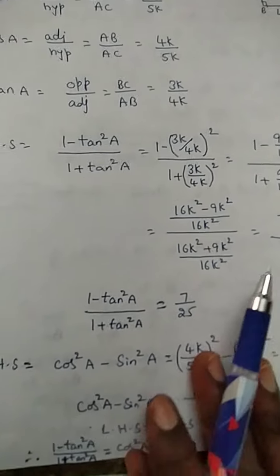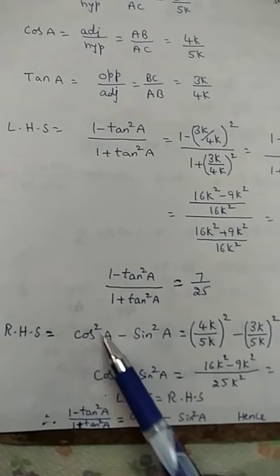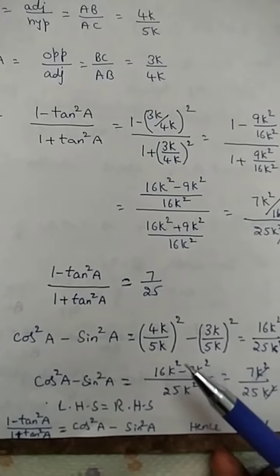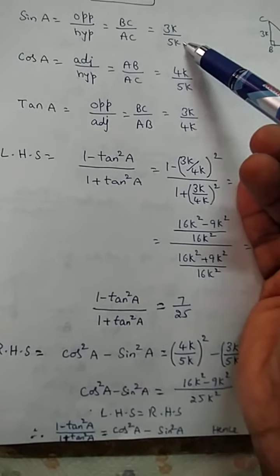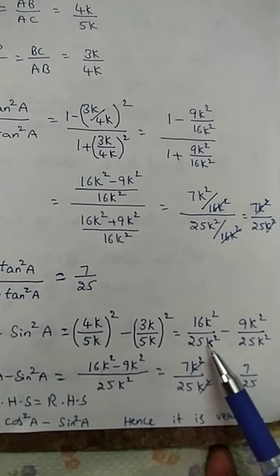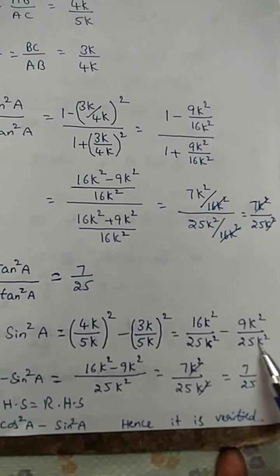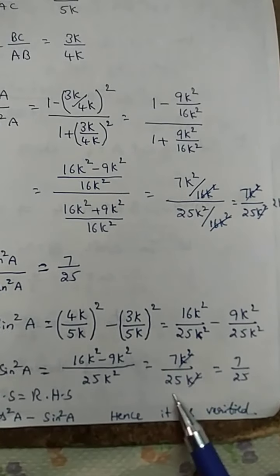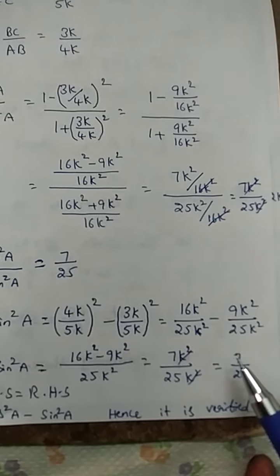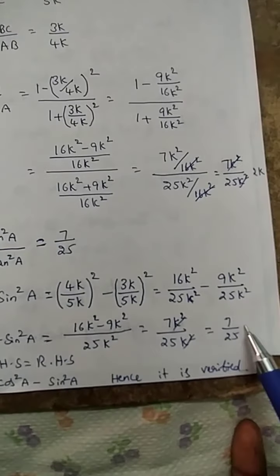That's the LHS value. But what about the RHS value in the problem? Cos square A minus sin square A. What's the cos square A? Cos A is 4k by 5k, and sin A is 3k by 5k. So 4k by 5k whole square minus 3k by 5k whole square. Simplifying that, 16k square by 25k square minus 9k square by 25k square. The denominators are the same, so you can subtract the numerators directly. 16k square minus 9k square is 7k square by 25k square. K square cancels. The result is 7 by 25. So cos square A minus sin square A is 7 by 25.